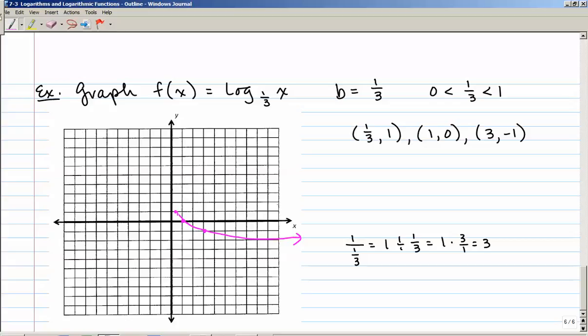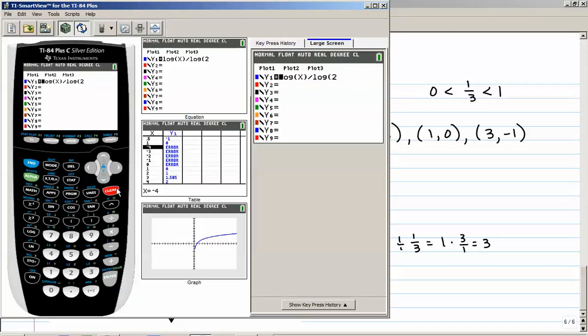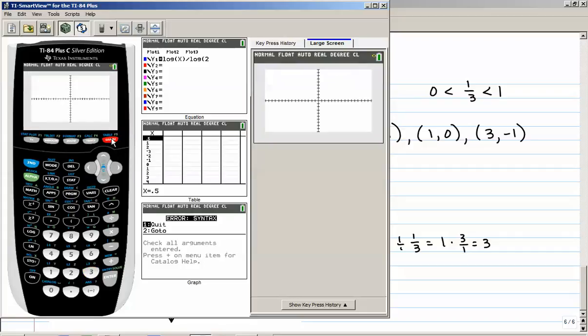In this case, it's going to go off like this. And again, my y-axis is an asymptote, and the graph approaches it like this. Let's take a look at what that would look like in the calculator. So I'm going to clear that out, and we're going to do log of x, divided by log of 1/3, and I'm going to do 1 divided by 3. Let's hit graph. That does look like the graph I drew.